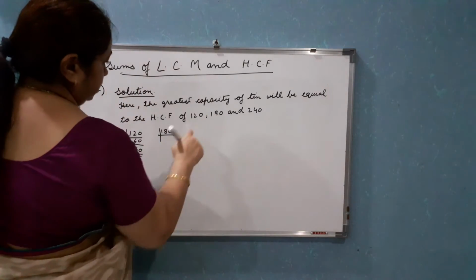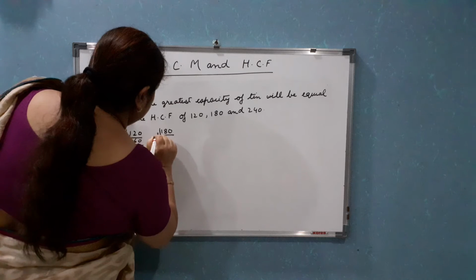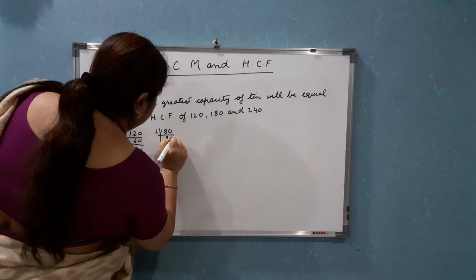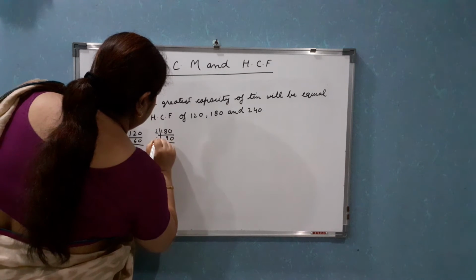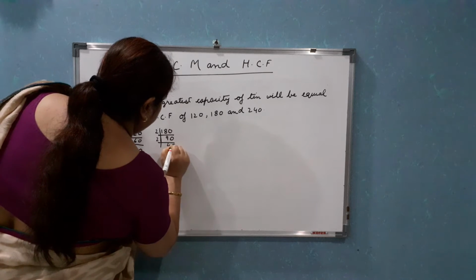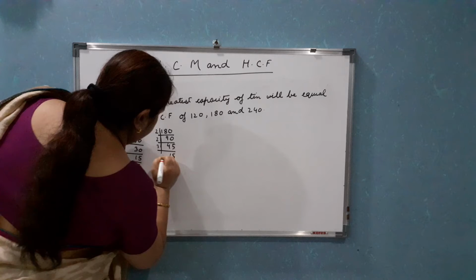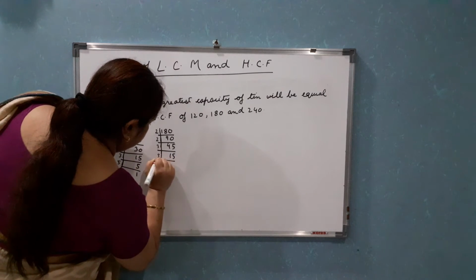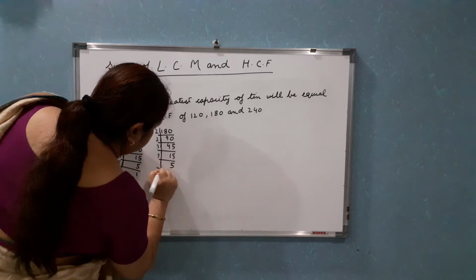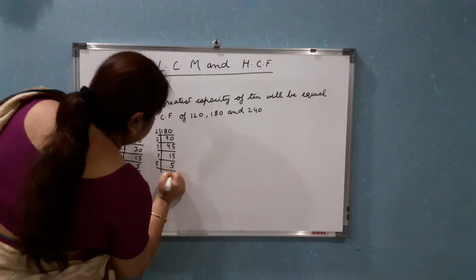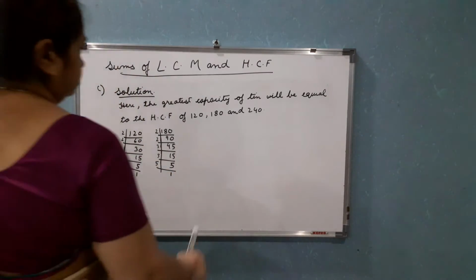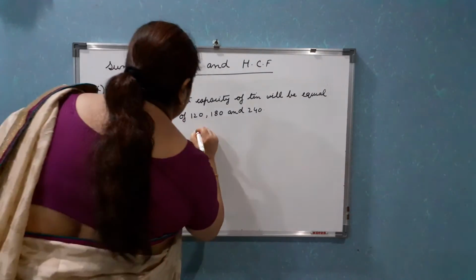Now find out the prime factorization of 180. 2 nines are 18. 2 4 5. So 3 15s are 45. 3 5s are 15 and 5 1s. Okay. Now 240.